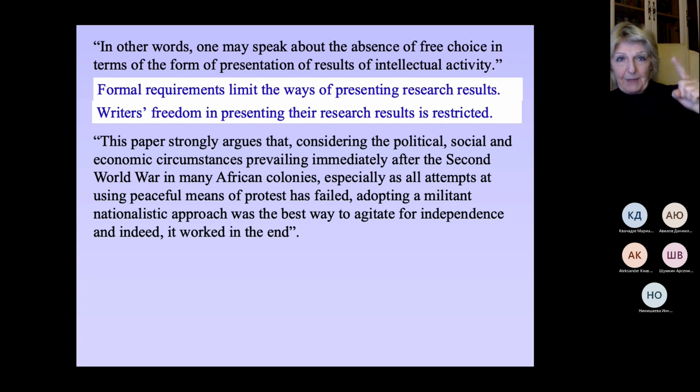So the paper argues that what? A militant nationalistic approach, which was what? Which was what? You have the word adopt, which was adopted or simply adopted, right? The militant nationalistic approach adopted by who? By many.